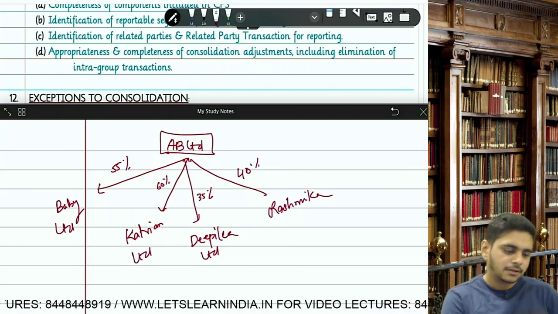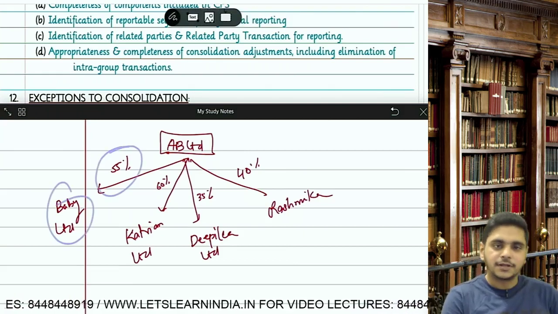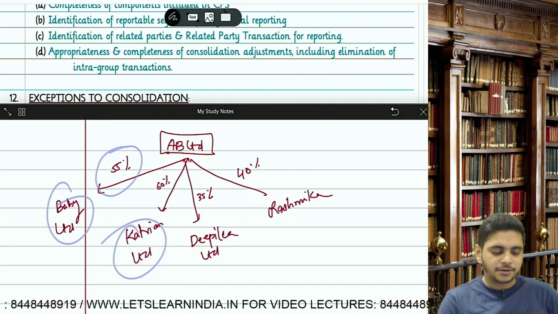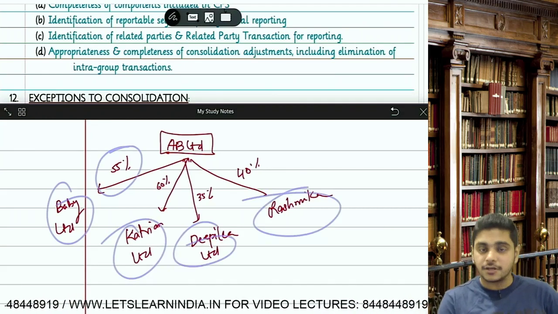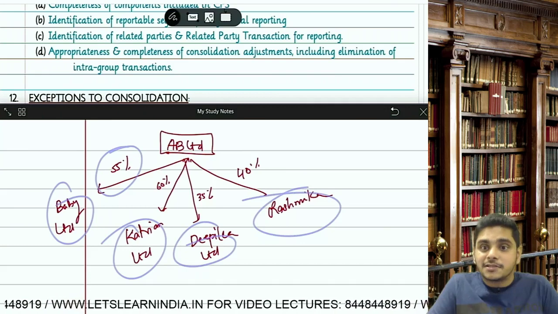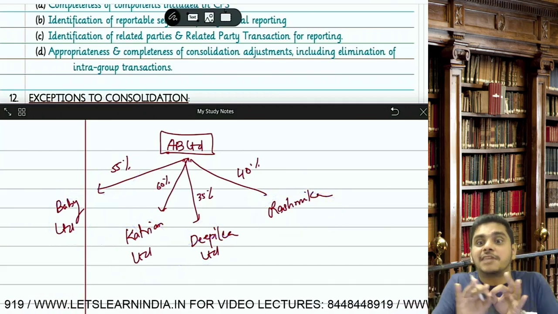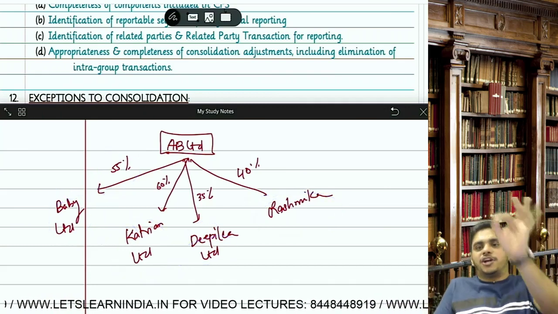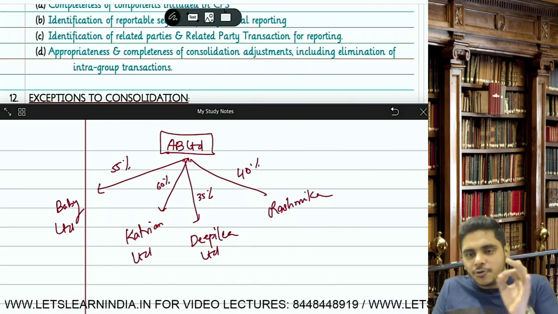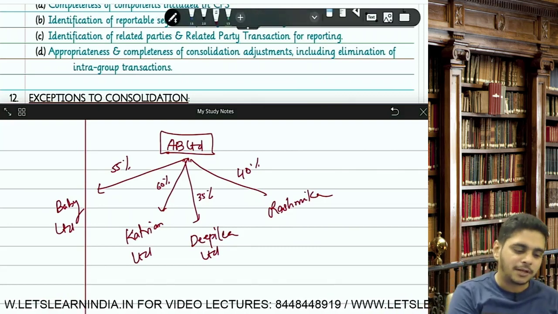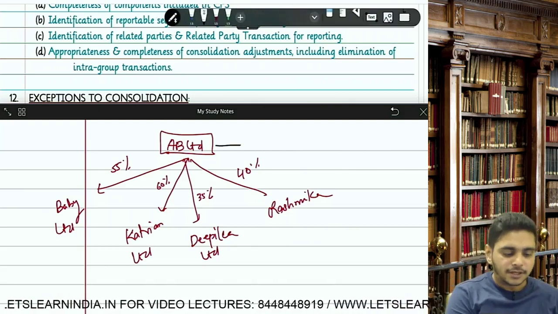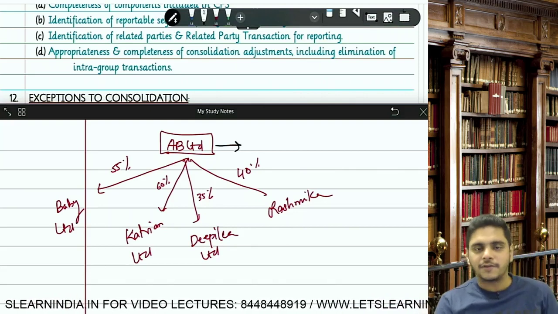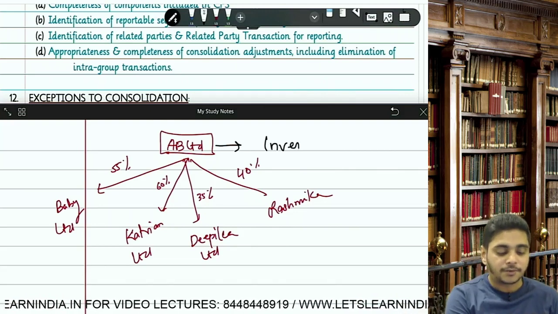So more than 50% is subsidiary. Katrina subsidiary. Deepika associate. Rashmika associate. Because my business is to keep on investment. Double the money in 30 days, Lakshmi Chit Fund. I only do the investment. So my main objective is to keep on doing investment. I am an investment company.